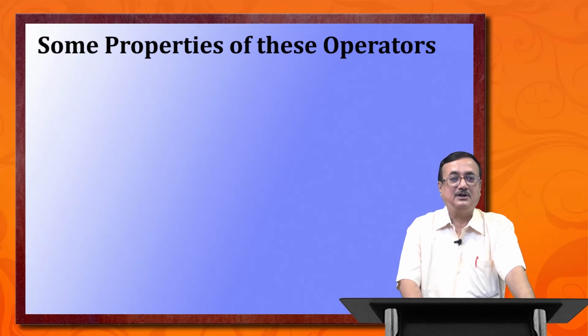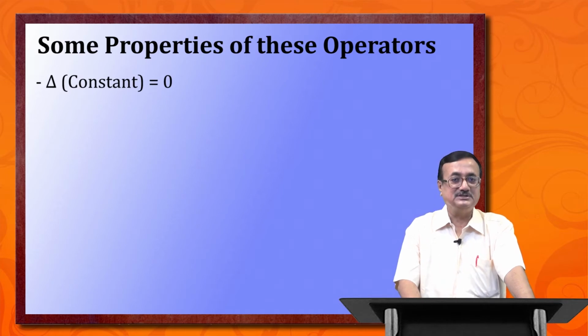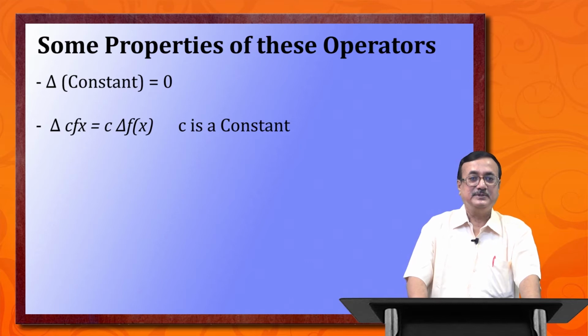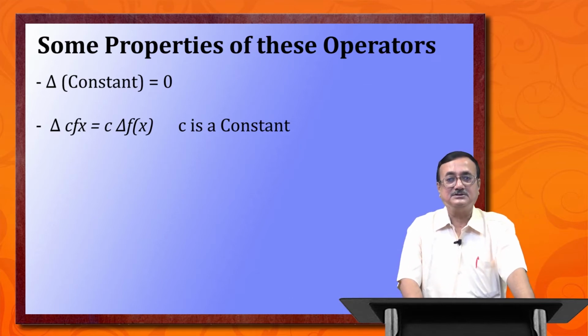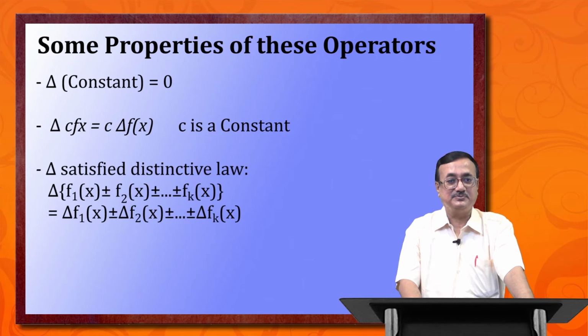Some of the properties of this operator. For example, delta operated on some constant will obviously give us 0, because if f(x) = c, then delta of c is equal to c minus c, which is 0. Delta operated on some constant multiplied by a function will be equal to c into delta f(x).